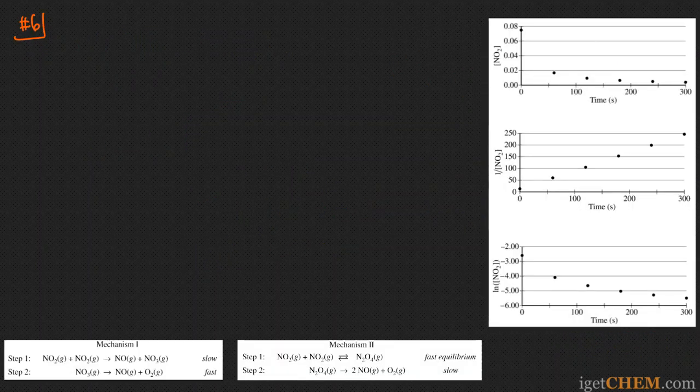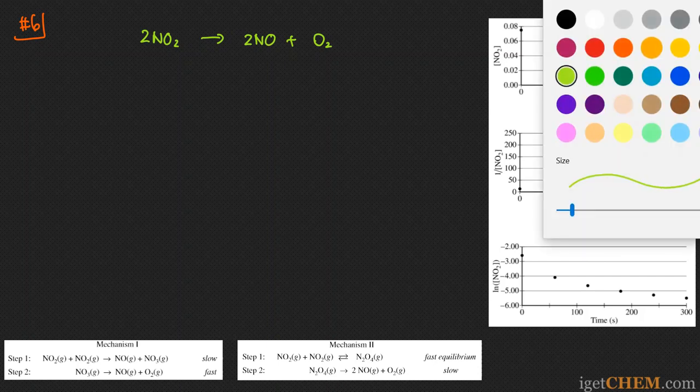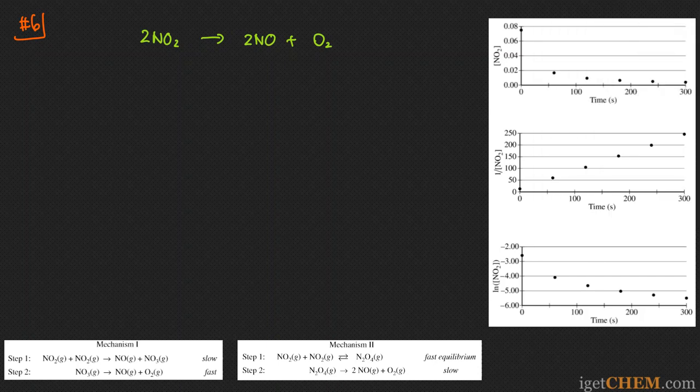Number 6, this one is about the decomposition of NO2, and it gives you 2NO plus 1O2. These are all gases. So let's get to the question. I've reproduced some of the data because I know if I were to draw them, I would probably get them messed up. So the first one is: explain how these graphs indicate that the reaction is second order.